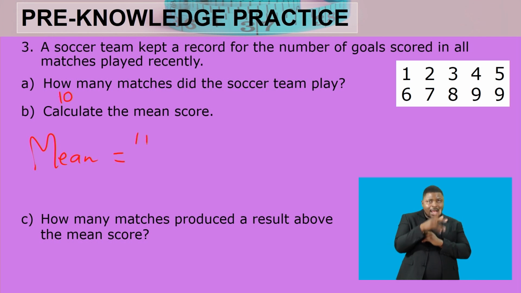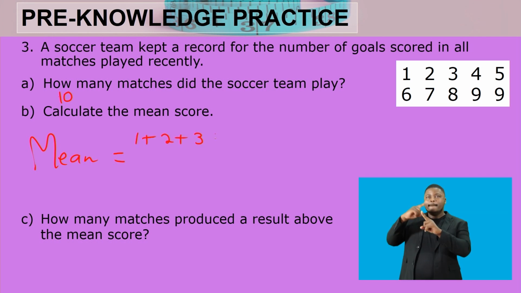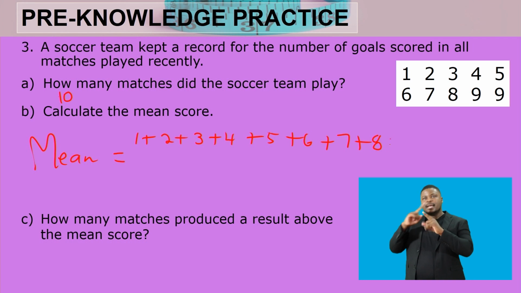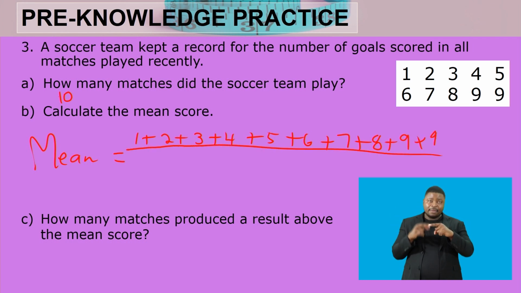So you're going to say 1 plus 2 plus 3 plus 4 plus 5 plus 6 plus 7 plus 8 plus 9 plus 9. Then it's all divided by how many values there are. There are 10 values, so you divide by 10. So let's add everything together and divide by 10. Make sure that you add everything together so that you don't miss any value.